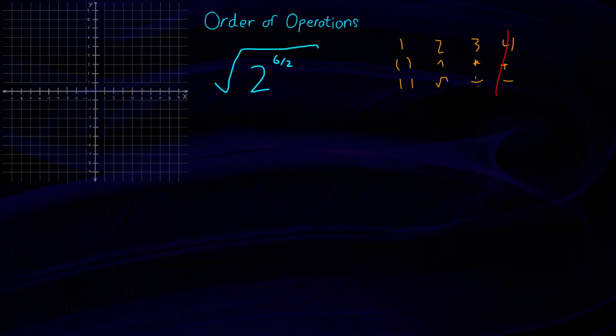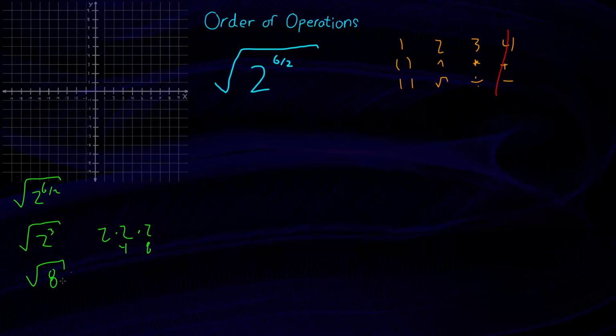Instead, what we want to do is go ahead and take the 6 over 2. So let's rewrite this down here. The square root of 2 to the 6 divided by 2 is going to become the square root of 2 to the third. And then 2 to the third is equal to 2 times 2, which is 4, and then you multiply by 2 again, and it becomes 8. So now we can do the square root of 8.